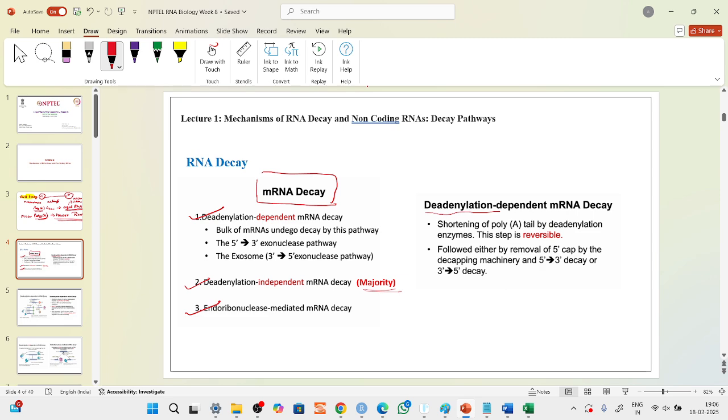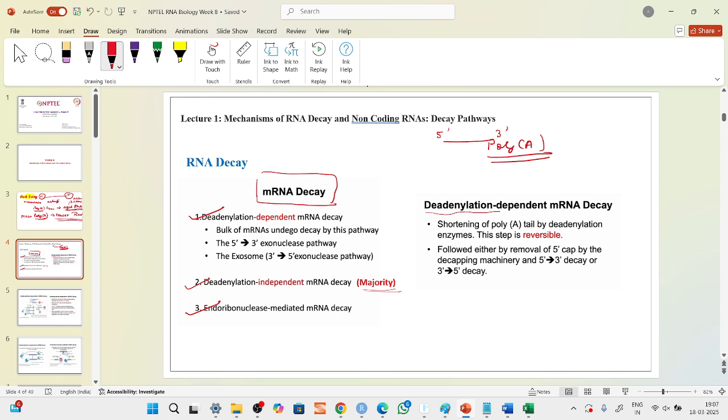Deadenylation means the removal of the adenyl group, that is A. So when adenine is getting removed, that is deadenylation. Deadenylation dependent mRNA decay means shortening of the poly A tail by deadenylation enzymes. This step is reversible. At the 3' end, just as we talked about just now, there are poly A sites. So deadenylation happens, and these poly A sites start getting shortened, and the A's are removed.